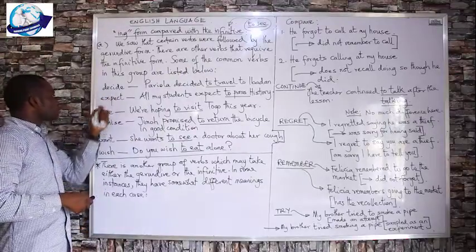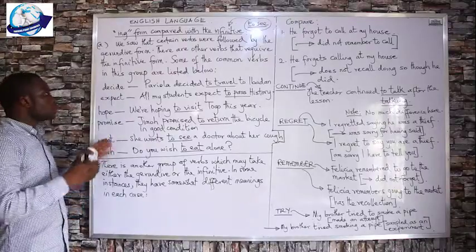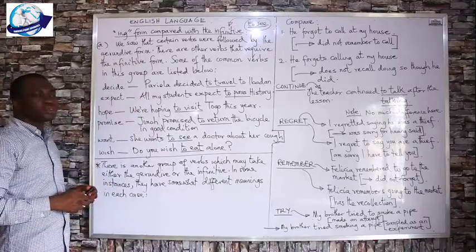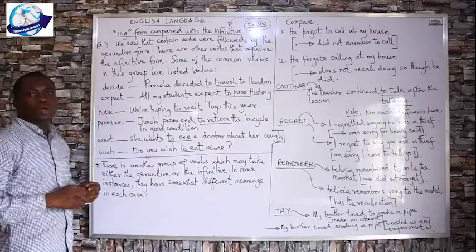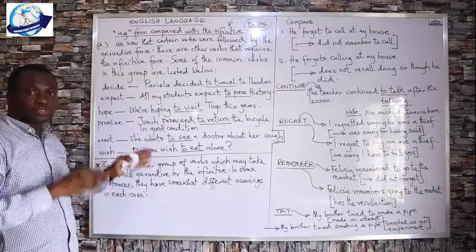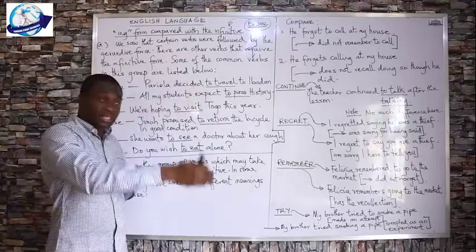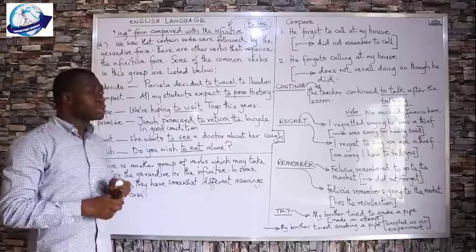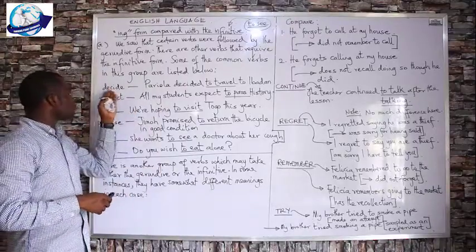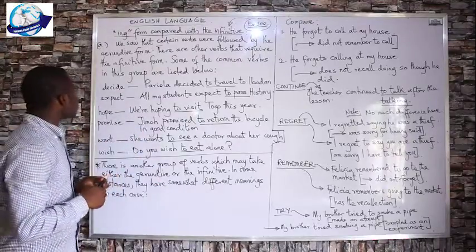The words decide, expect, hope, promise, want, and wish. For these verbs we need the infinitive form. Like we have: Parolia decided to travel to Ibadan. It will not be okay to say, Parolia decided traveling to Ibadan. That will not be okay. In this case, we are looking at decided to travel to Ibadan.